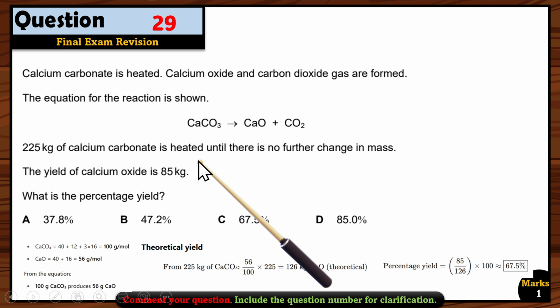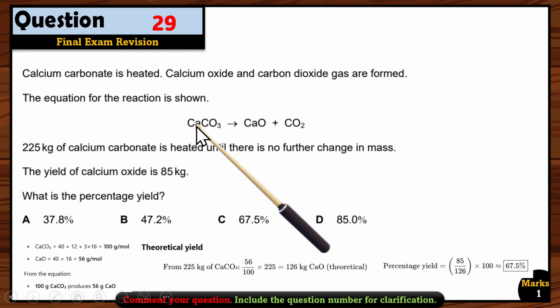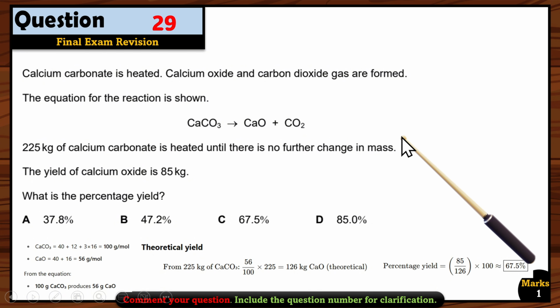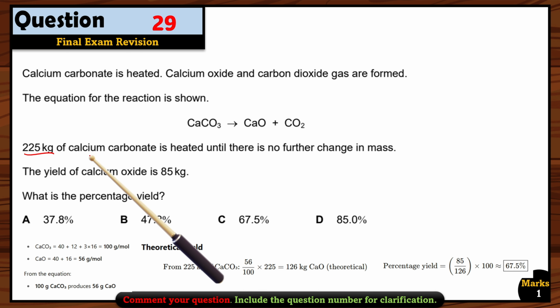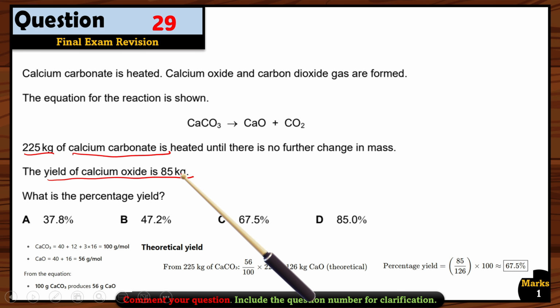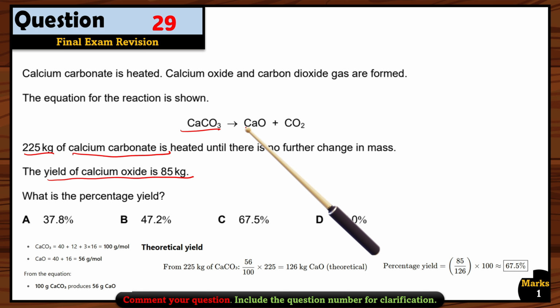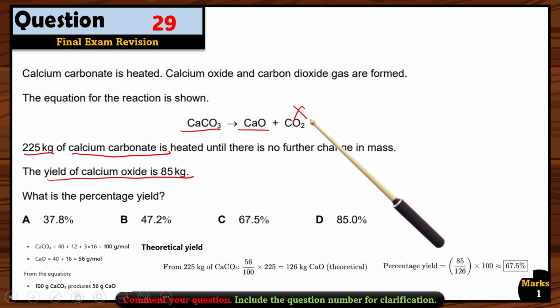Okay, so it's simple. First you have to find which compounds you have to observe in this equation. They say 225 kg of calcium carbonate is heated, and the yield of calcium oxide is 85 kg. So they are just talking about calcium carbonate and calcium oxide. We have to do nothing with carbon dioxide.